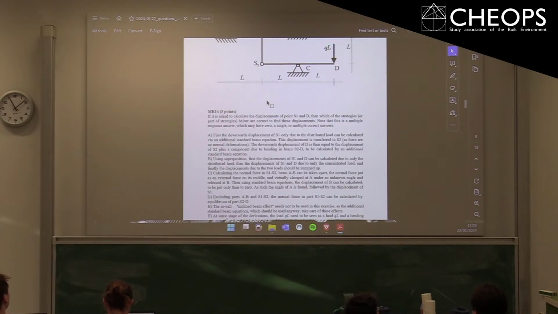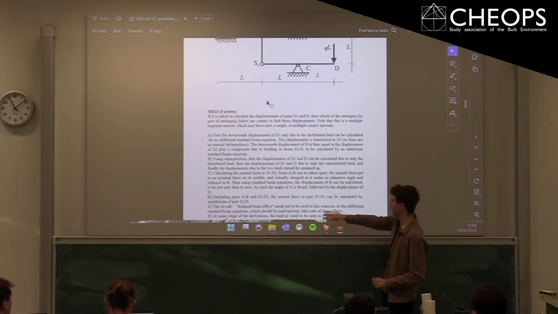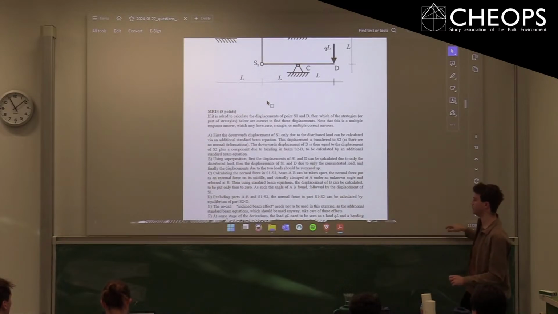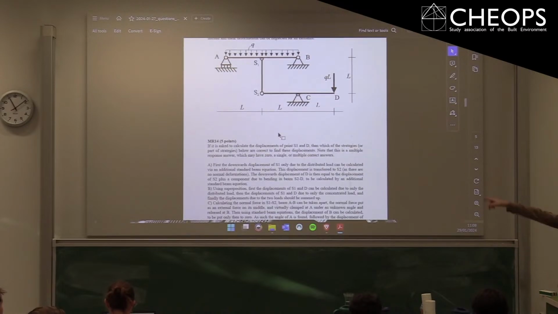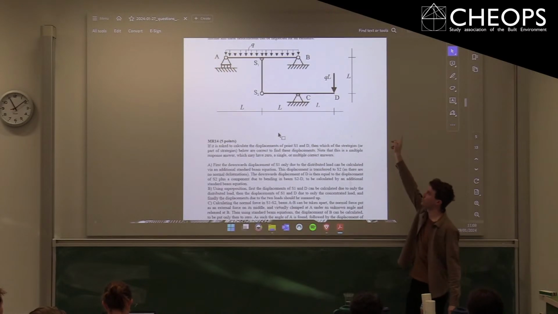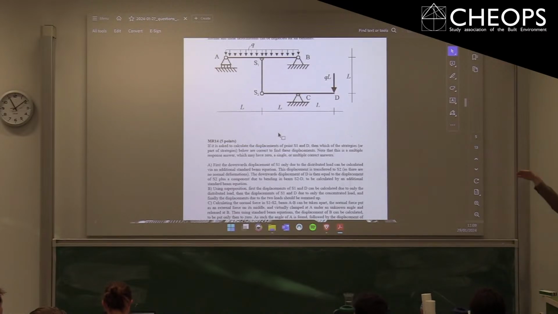And then the so-called inclined beam effect need not be used in this exercise, as the additional standard beam equations take these into account. That's in general just wrong, because the standard beam equations are really the basics. Normally what you do is, for example, if you have two hinges and at B it continues on, then you calculate the rotation at B and then you put that other part beside that under an angle, and that's the inclined beam effect. We will use that at point CD at the bottom later on in this exercise. We'll also see it basically in action.